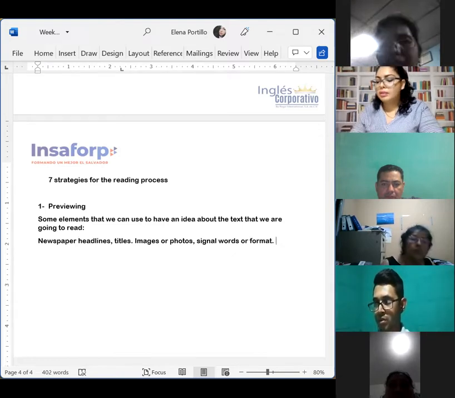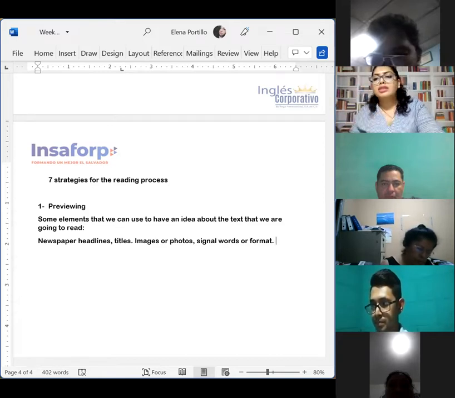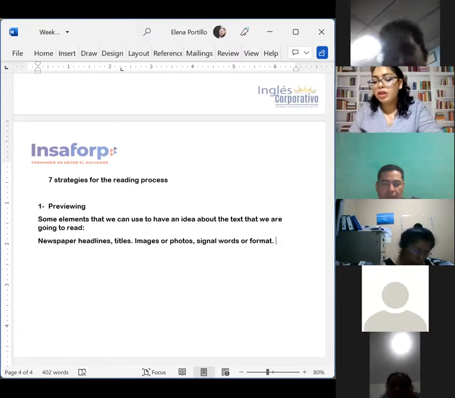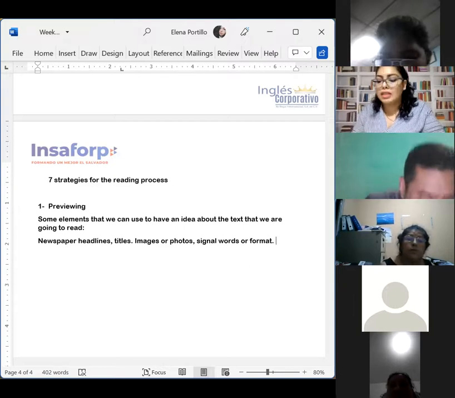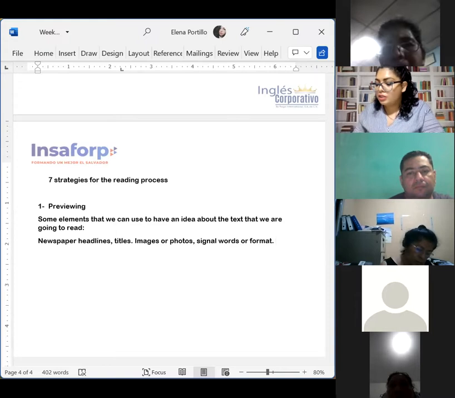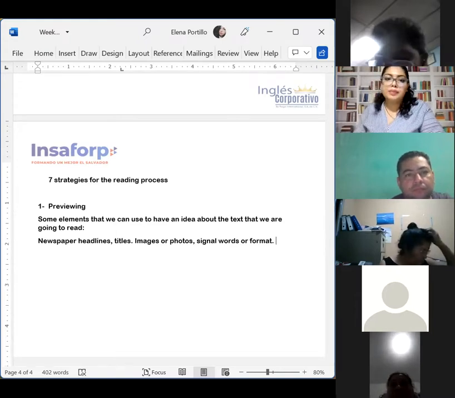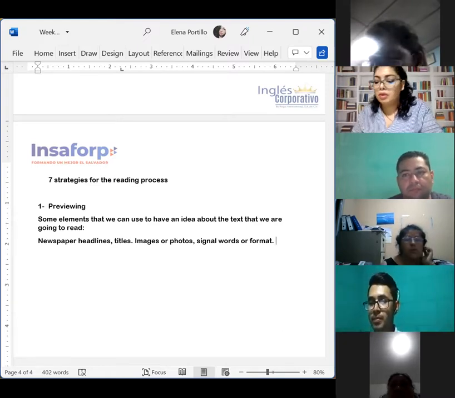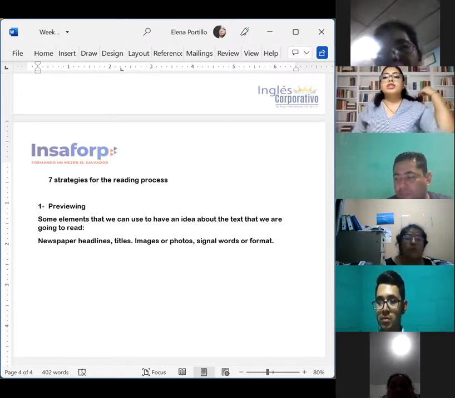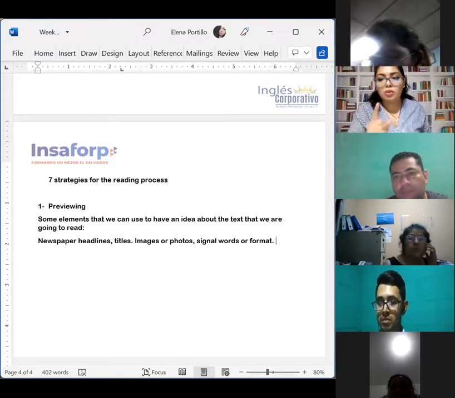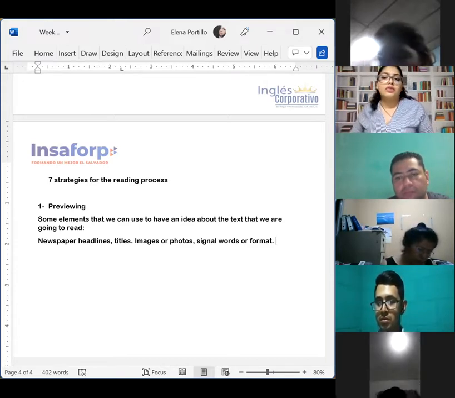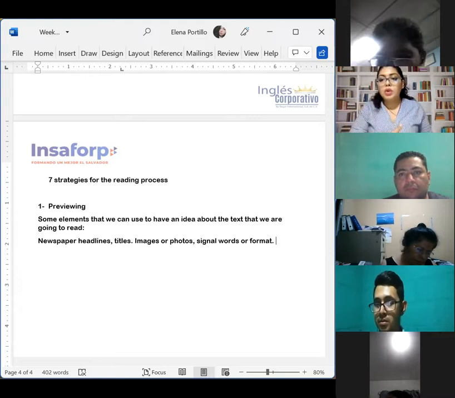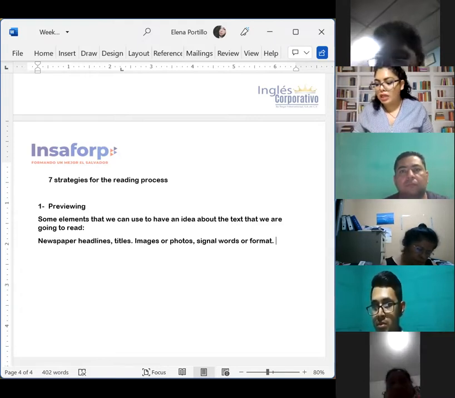So those are some elements that we can use when we want to know what the text is about without reading it. Because in this case, it is not like we are going to read the whole paragraph to know what the text is about. In this case, it's to know what the news, the article, the topic is maybe about. So we are just guessing. In this case, we can use the word guessing for the explanation or for the topic that is going to be developed in the book, in the newspaper, or in something like that.